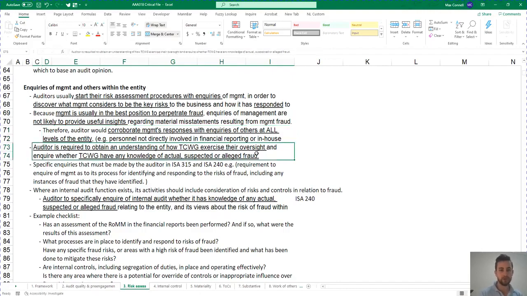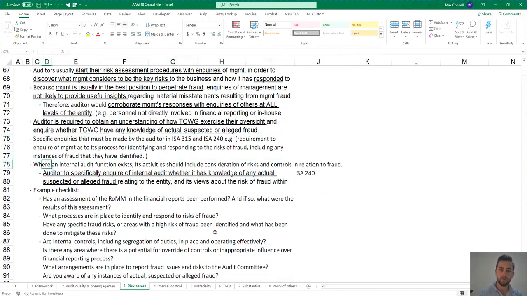The auditor is required to obtain an understanding of how those charged with governance exercise their oversight and inquire whether those charged with governance have actual knowledge of any actual, suspected or alleged fraud. Specific inquiries that must be made by the auditor are in ISA 315 and ISA 240, you don't need to remember these numbers by the way, e.g. a requirement to inquire of management as to its process for identifying and responding to risks of fraud, including any instances of fraud that they have identified. So it's more around testing the processes and controls that exist.